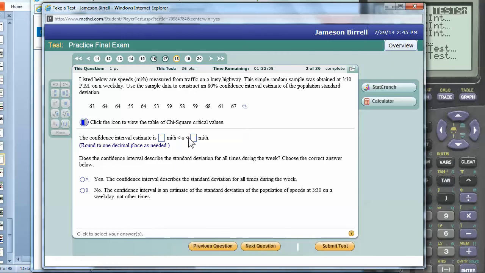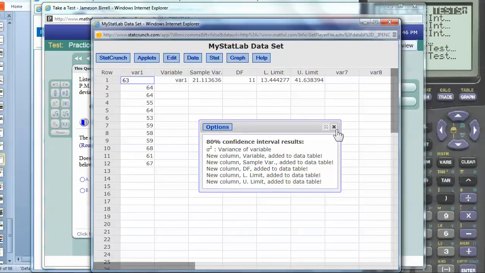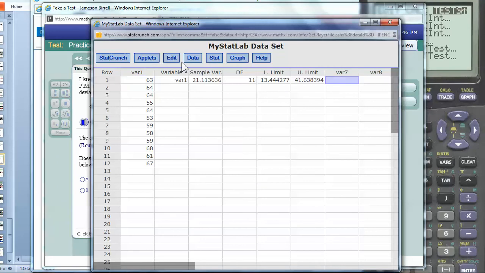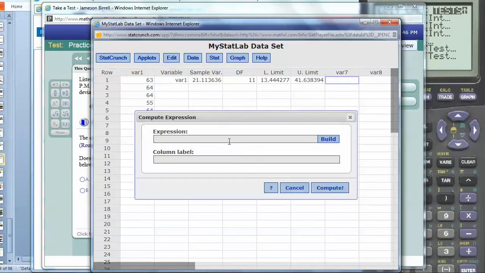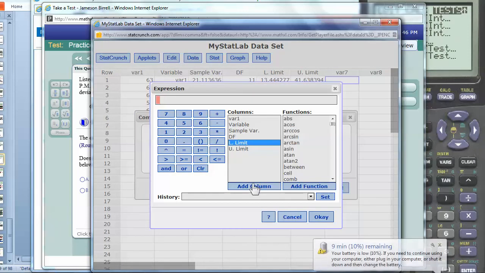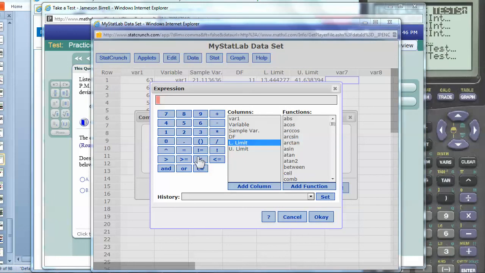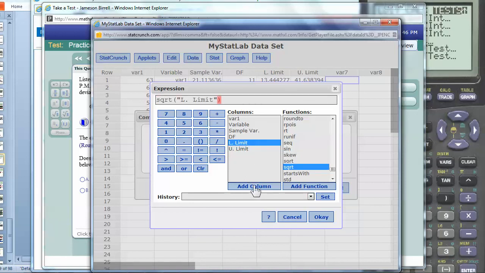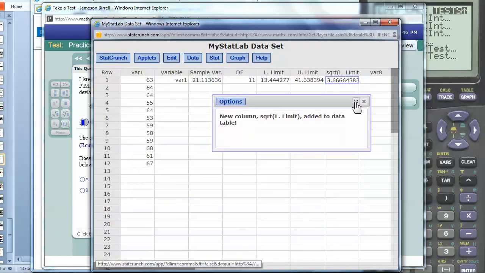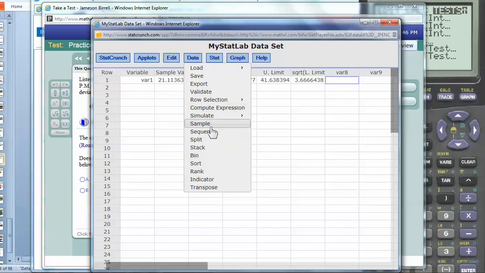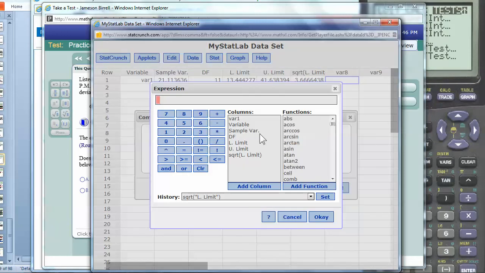But what they want is the standard deviation. So the reason why I stored it into the table is because now I can do something like this. I can do data, compute expression, of the lower limit. Actually, I want to first do, where's square root? Square root of the lower limit. Okay. And then data, compute expression, build, square root with the upper limit.